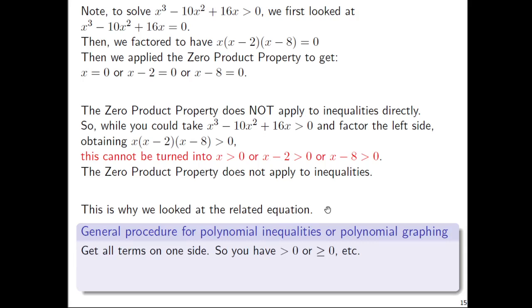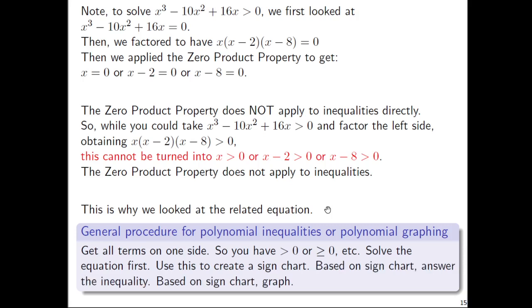Get all the terms on one side. That is, you want to make sure you have like a greater than 0 or a greater than or equal to 0 or a less than 0 or less than or equal to 0. Even if it doesn't look like that, just add and subtract terms so you have a 0 on one side. Then solve the related equation. Just for a moment, temporarily convert the greater than sign or the less than sign or whatever into an equal sign. That way you can do the zero product property. You got to factor and all that business. But then that's going to allow you to create the sign chart. And based on the sign chart, you can answer the inequality, and also based on the sign chart, you can graph.